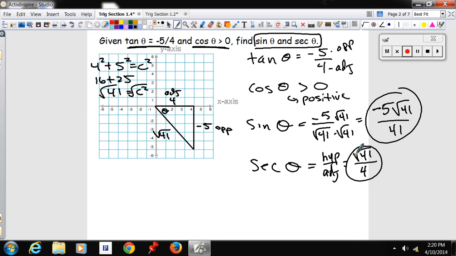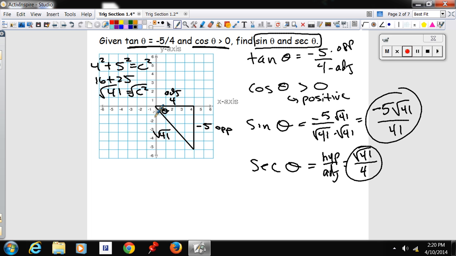All right, so you've got your 2 clues that they gave you. Tangent was negative, cosine positive, so I know I'm in quadrant 4. I got 2 sides of the triangle. I got opposite adjacent. I use Pythagorean theorem to find hypotenuse. And then you can find any trig functions that you want. Any one that they give you, you can find it.